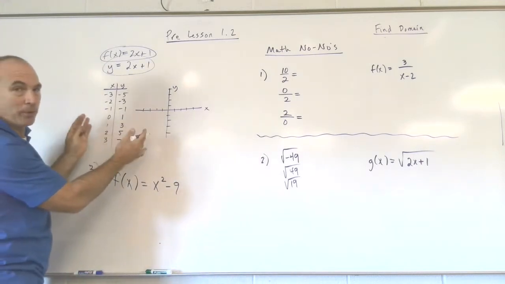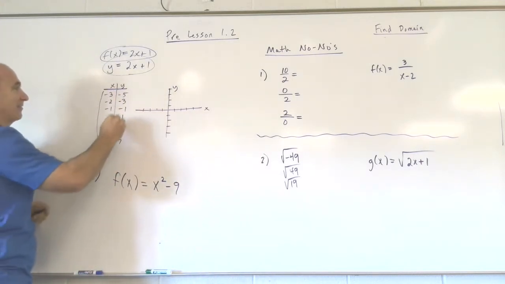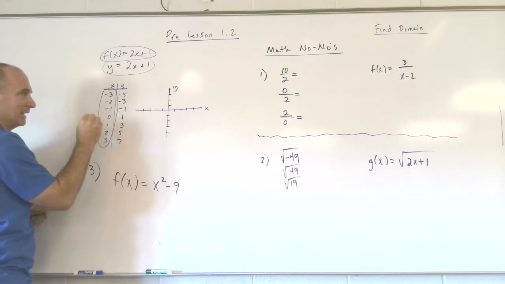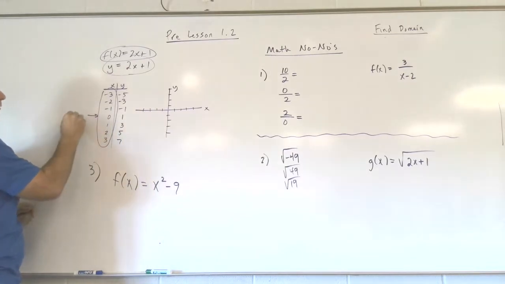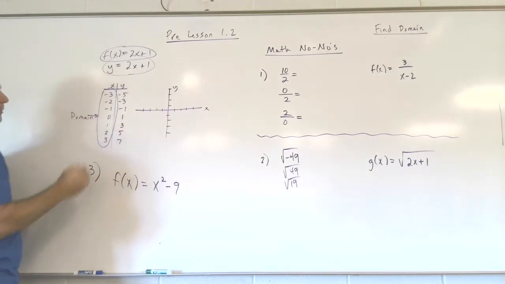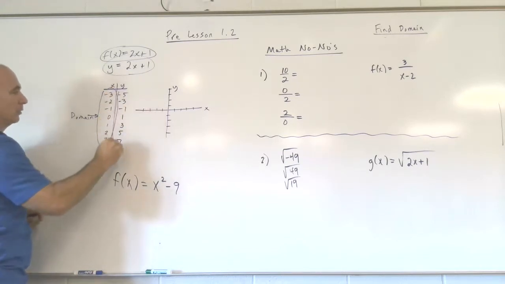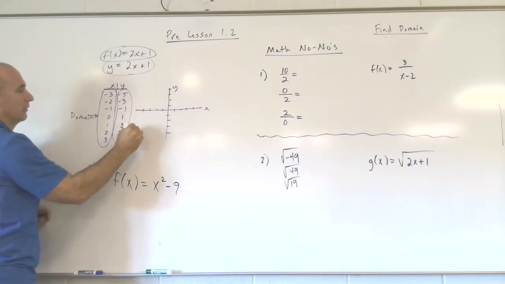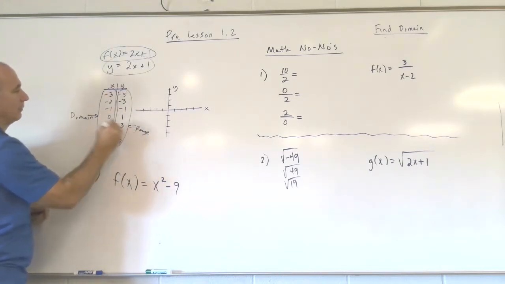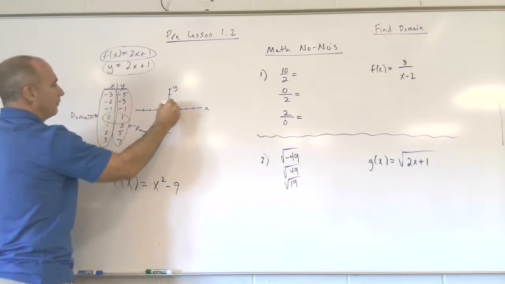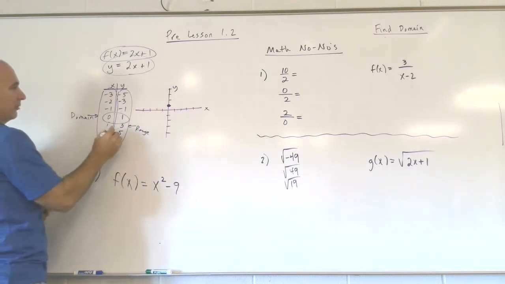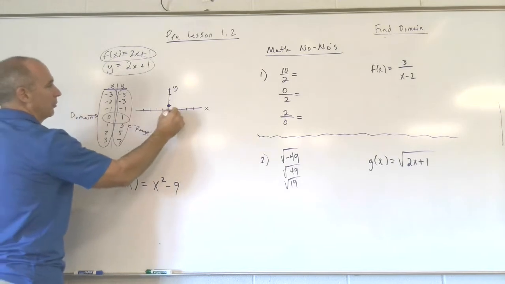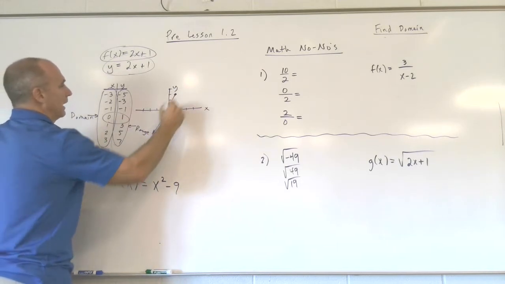But what's my domain? It's my list of my x's. This is slightly different. This right here would be referred to as my domain, and this right here would be referred to as my range. Now I'm just going to plot a couple of them, 0, 1, and then 1, 3. I'll just connect the dots.